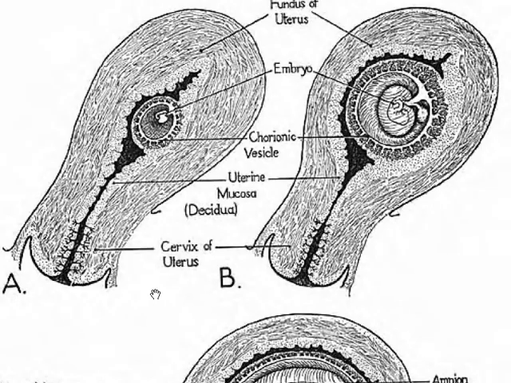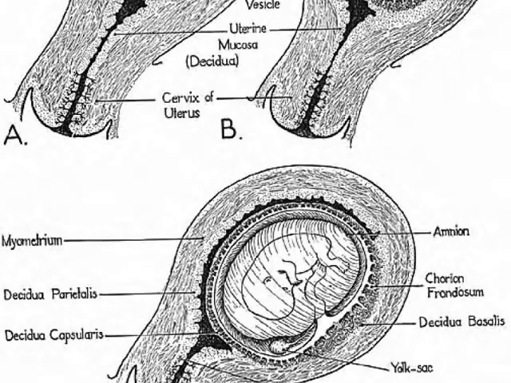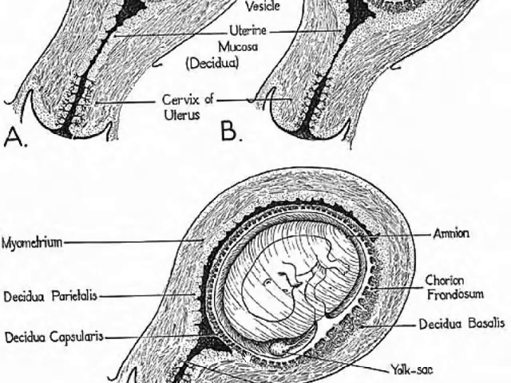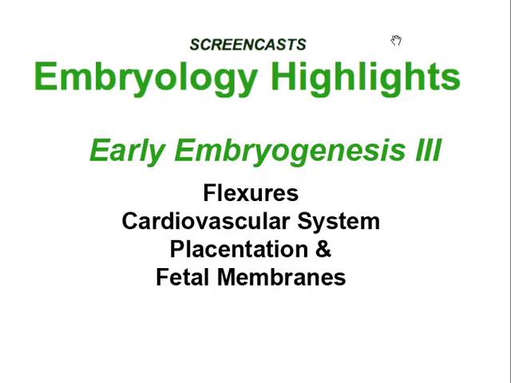This last image is intended to show another difference between the human and our domestic mammals. In the human, the conceptus grows within the wall of the uterus, whereas in our domestic mammals it grows within the lumen. Here we see 3 different stages of development in the human pregnancy, and the conceptus is growing in the wall. That concludes this Embryology Highlights screencast dealing with flexures, cardiovascular system, placentation, and fetal membrane.